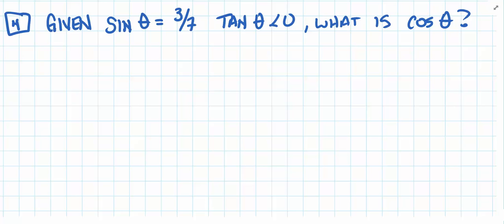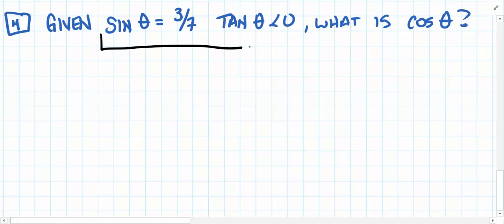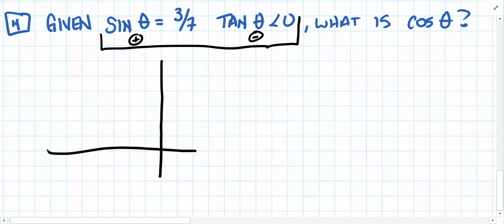Here we go. If you know that the sine of theta is 3/7, and you know that tangent is negative, what is the cosine of theta? Now this seems really challenging, but all you have to do is figure out what quadrant you're in from this information here. So the sine is positive and the tangent is negative. What quadrant do you have to be in? If sine is positive and tangent is negative, you have to be in quadrant 2. So cosine is negative.